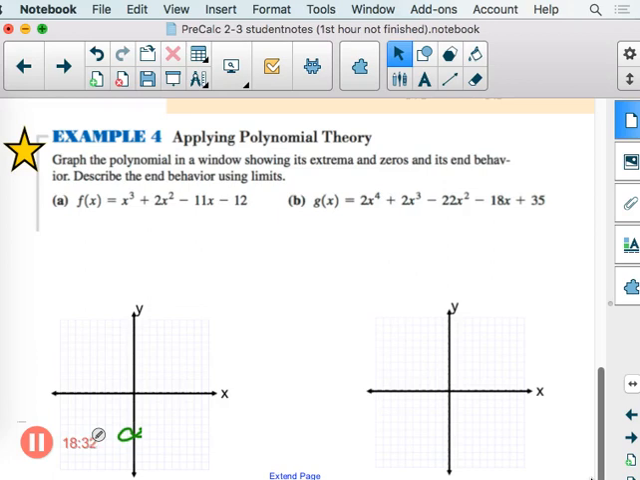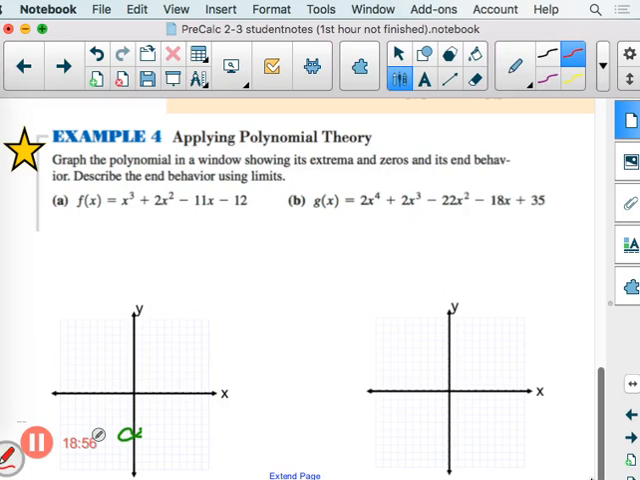We want to apply all the stuff that we learned about this to graph our polynomials. So we're going to graph the polynomial in a window showing its extrema, local maxes, local mins, those turning points, and zeros, and its end behavior, and describe the end behavior using limits. So first things first, I would want to do whatever I can do algebraically and by hand before I pop it in the graphing calculator.